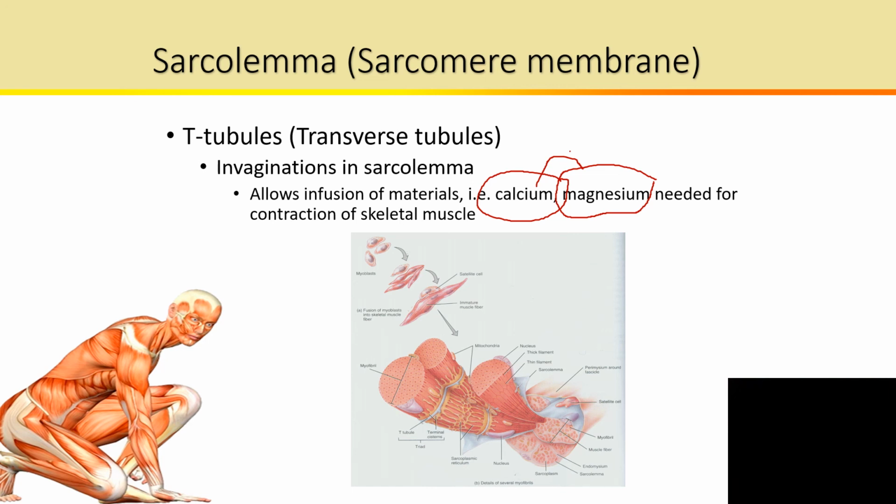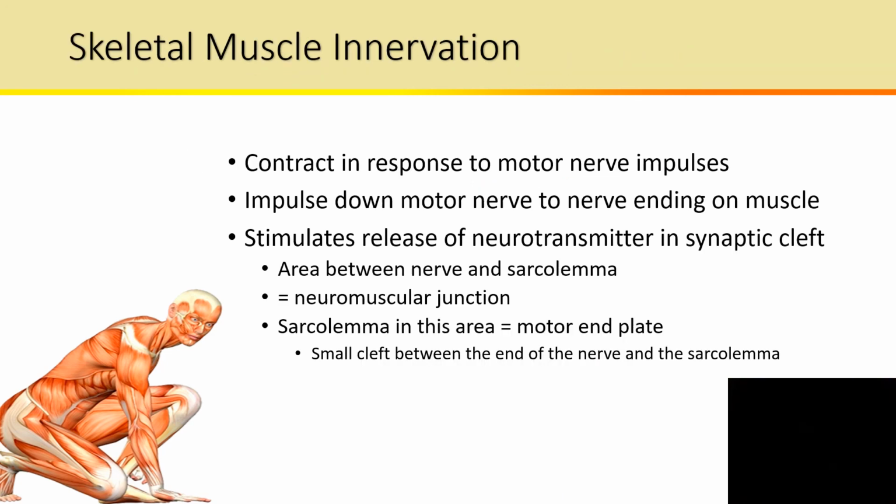So these invaginations, called T-tubules, leak down through the sides and get to the ends. You can see it here on the surface. It's going to go along the whole end of the area of the sarcomere to allow infusion of things such as calcium, magnesium, and stuff like that, which are essential for muscle contraction to occur.